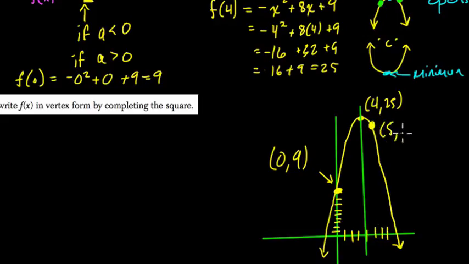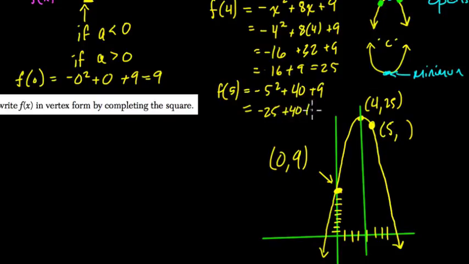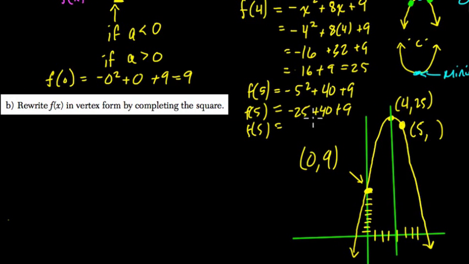So what point would that be? (5, ?). In other words, what is f of 5? Let's find that one out. f of 5 just means we're plugging in 5 for x. So we have negative 5 squared, plus 8 times 5, or 40, plus 9. Now, negative 5 squared is negative 25, right? Because, again, it's 5 squared, and then we're subtracting it, so it's negative 25, plus 40, plus 9. So that means f of 5 equals negative 25 plus 40, which is 15, plus 9, which is 24, right? So here we have (5, 24), lower than the vertex.